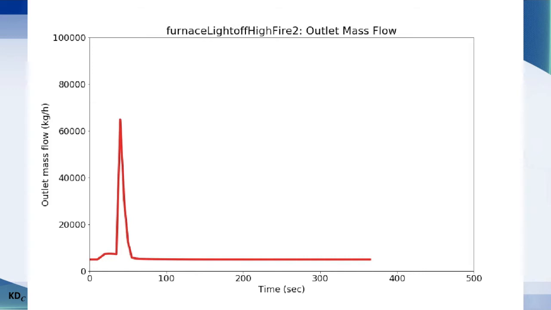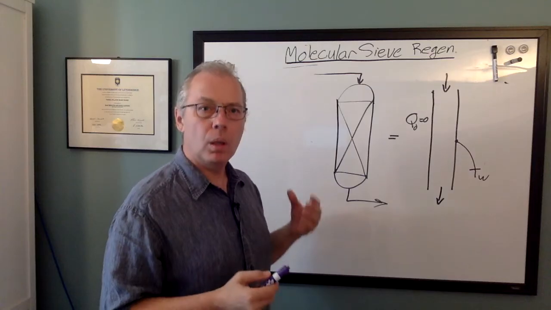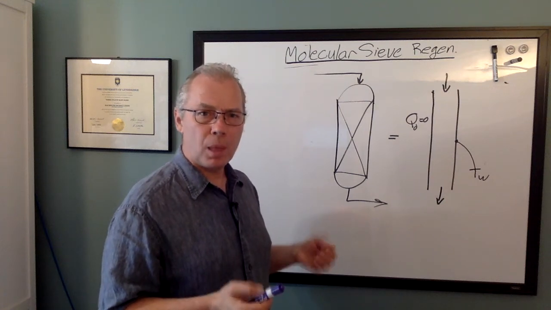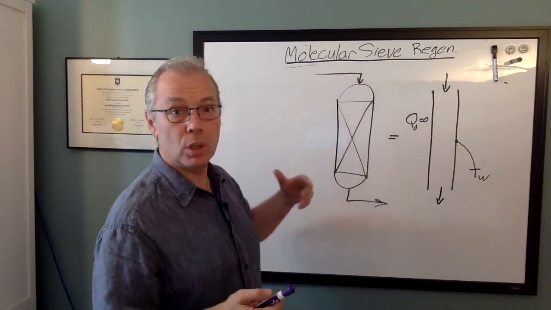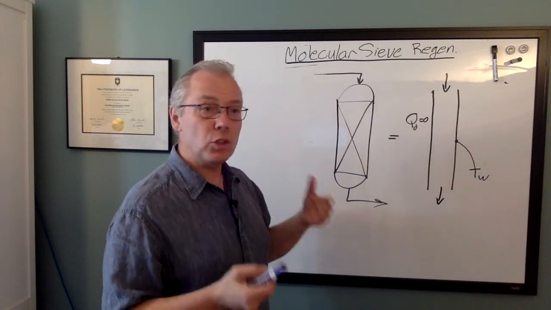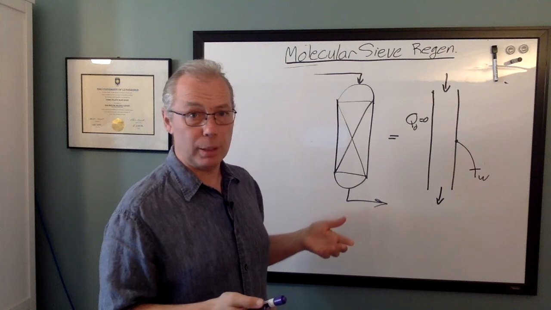Okay, so let's take a look at the molecular sieve vessel and how this disturbance impacts the behavior of the molecular sieve during regeneration. Let's talk about the vessel. Now, I used the outlet conditions from the furnace as the inlet conditions for the vessel, and this is because it just makes for a faster simulation.